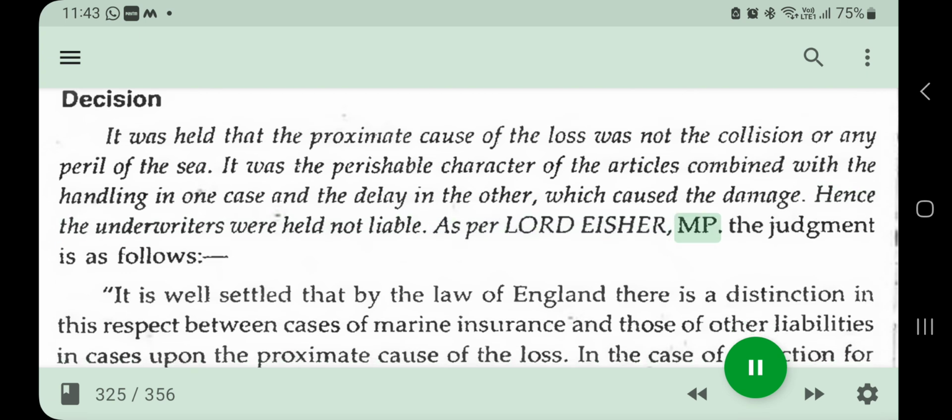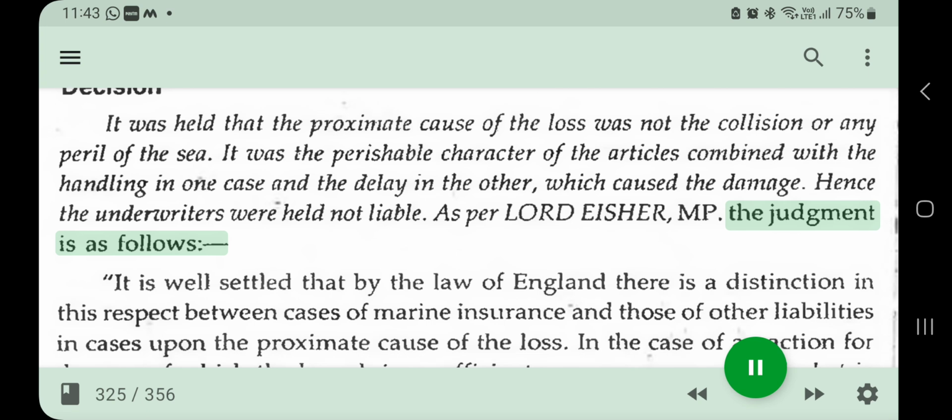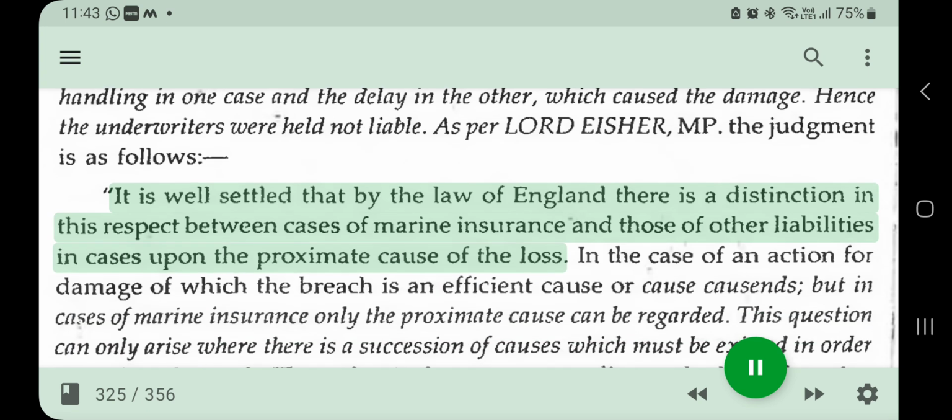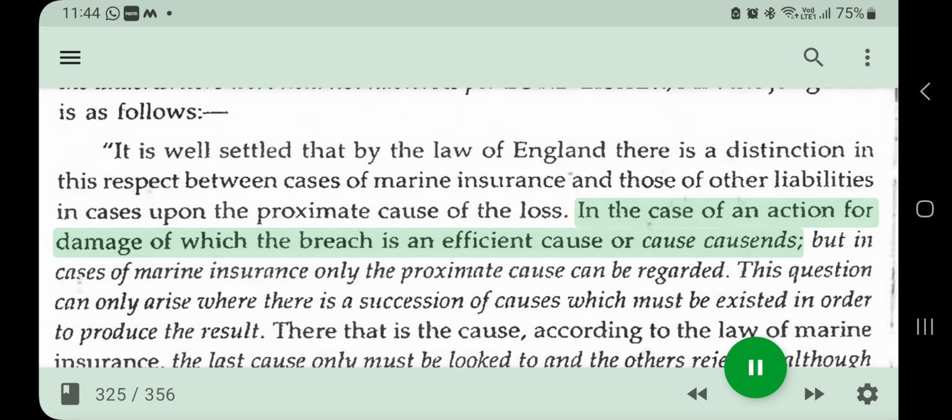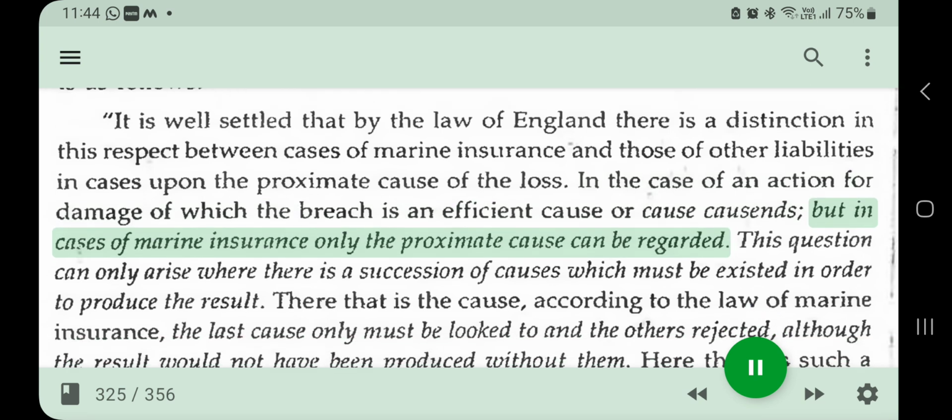As per Lord Esher, MR. The judgment is as follows. It is well settled that by the law of England there is a distinction in this respect between cases of marine insurance and those of other liabilities in cases upon the proximate cause of the loss. In the case of an action for damage of which the breach is an efficient cause or causa causans. But in cases of marine insurance only the proximate cause can be regarded.